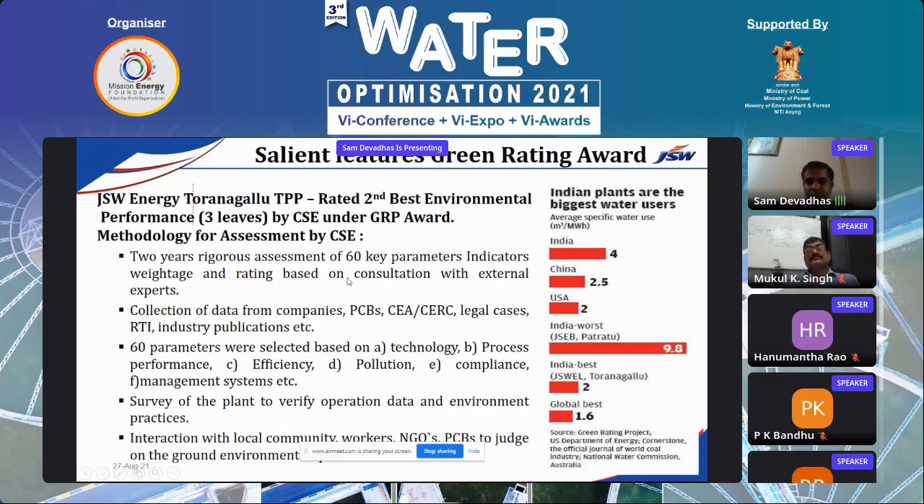This has been done after a rigorous assessment of some 60 key parameters. They approached the local NGOs for collecting the data, and they approached the pollution control boards, some legal statutory bodies and the RTI groups. They have done their own assessment, and they have come out with this outcome.